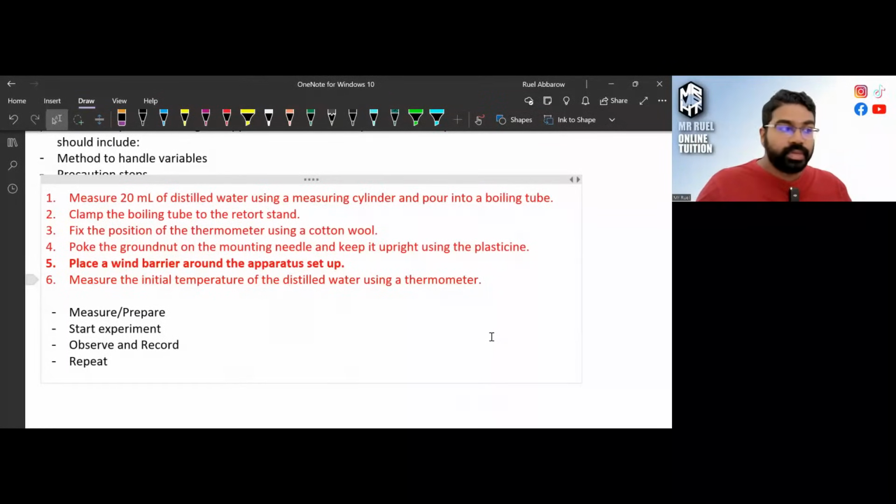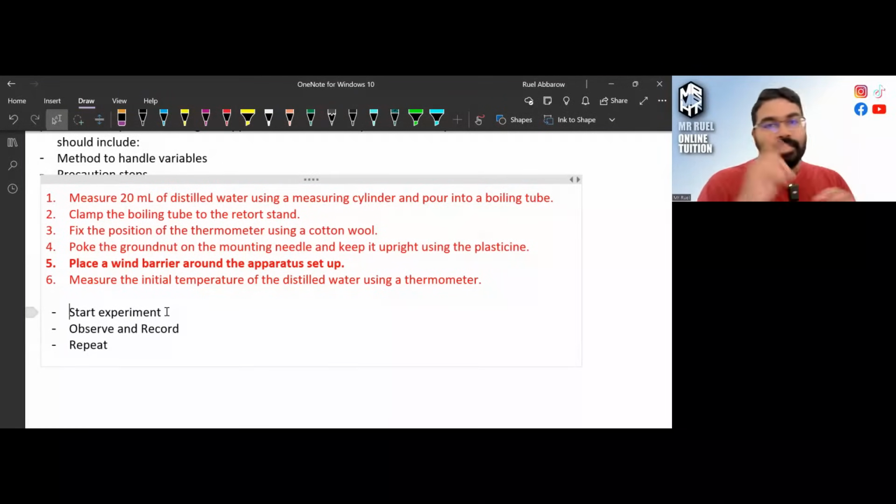All right. Okay. So now we've already measured and prepared everything, all done. Measure and prepare done. First step of the experiment done. Finish. Okay. So the next step will be to start the experiment.